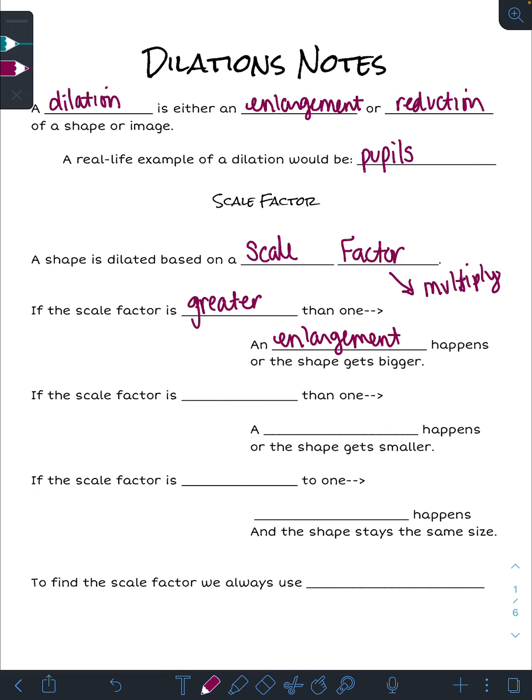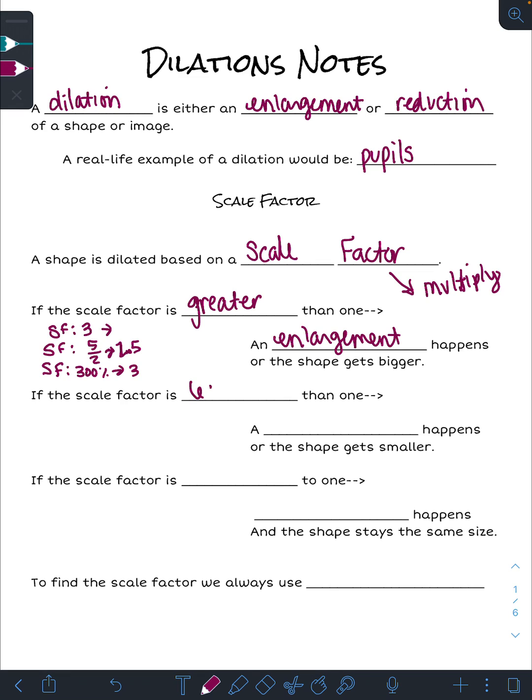An example of that would be if your scale factor was 3, that would cause something to get bigger, because if you multiplied a number by 3, it would get larger. If you had a scale factor of 5/2, which ends up being 2.5, 2.5 would cause something to get bigger. If you had a scale factor of 300%, that's like 3 if we were to turn that into a decimal, so that would cause something to get bigger.